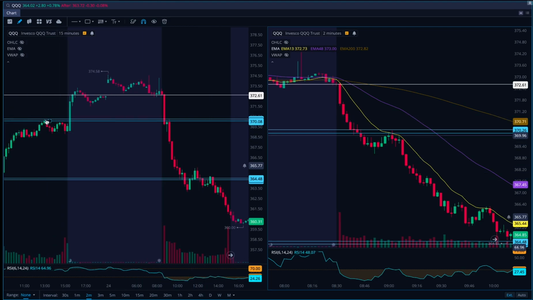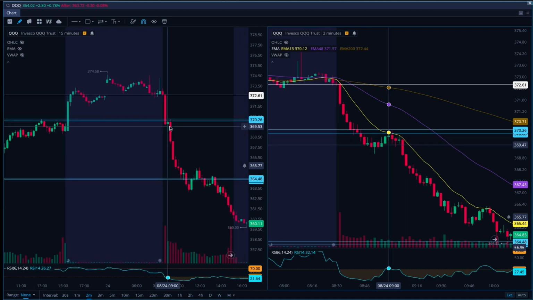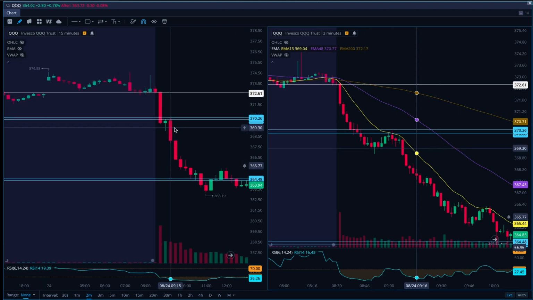So in this case, previous resistance, we broke below it and retested on the 15-minute chart. That's a very perfect continuation pattern. So yesterday's resistance just so happened to be resistance today. We broke through it, retested.